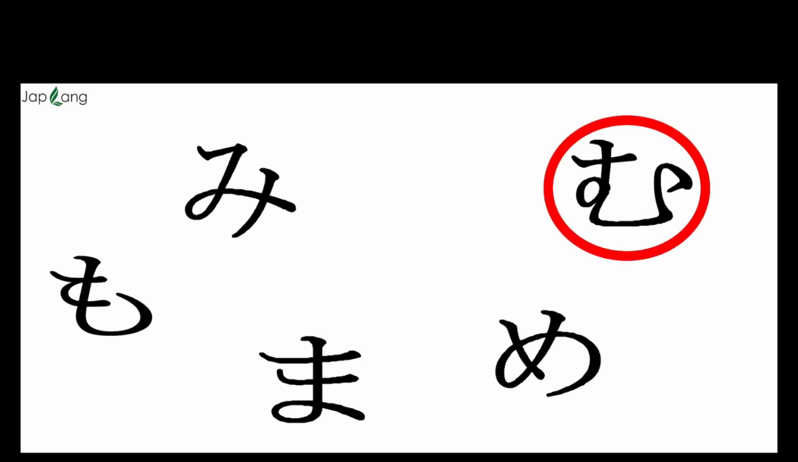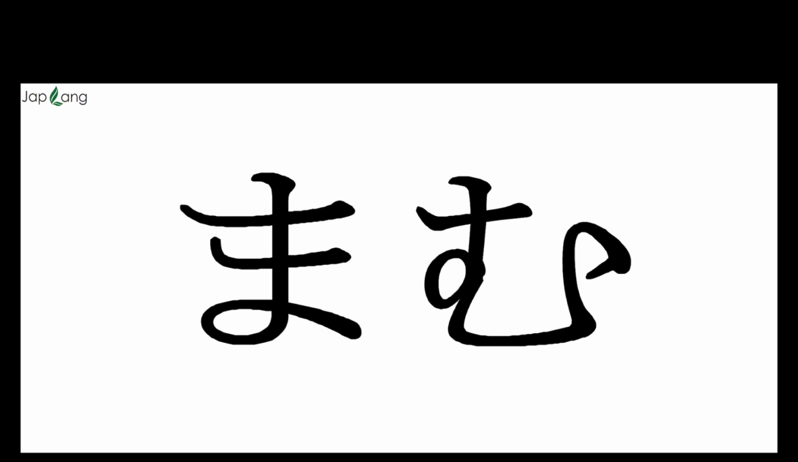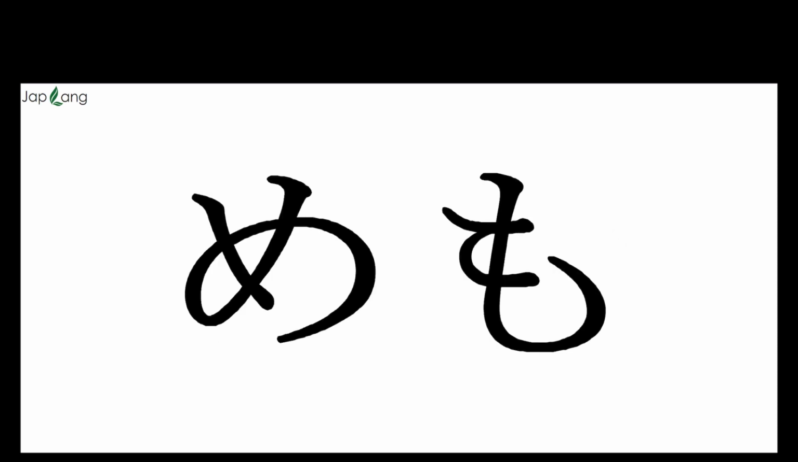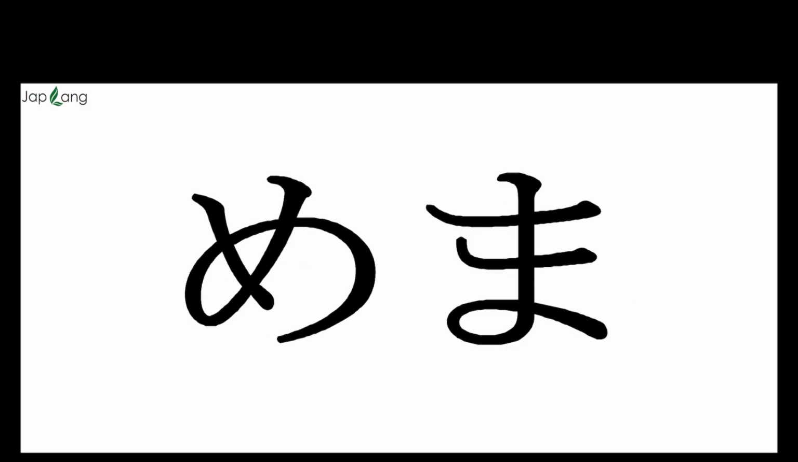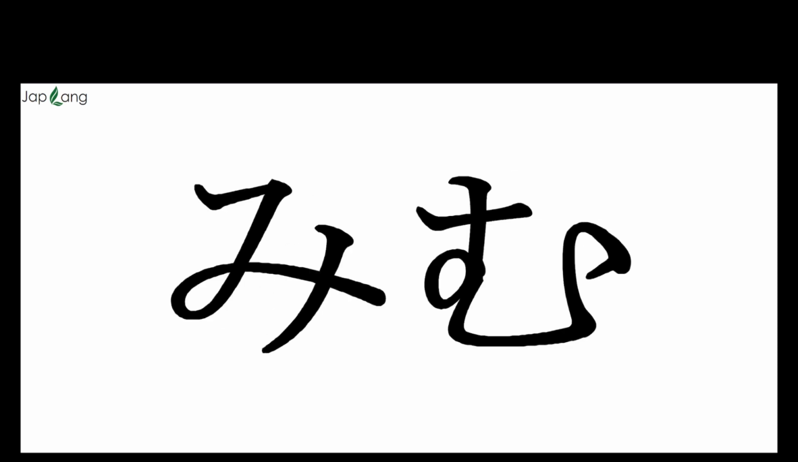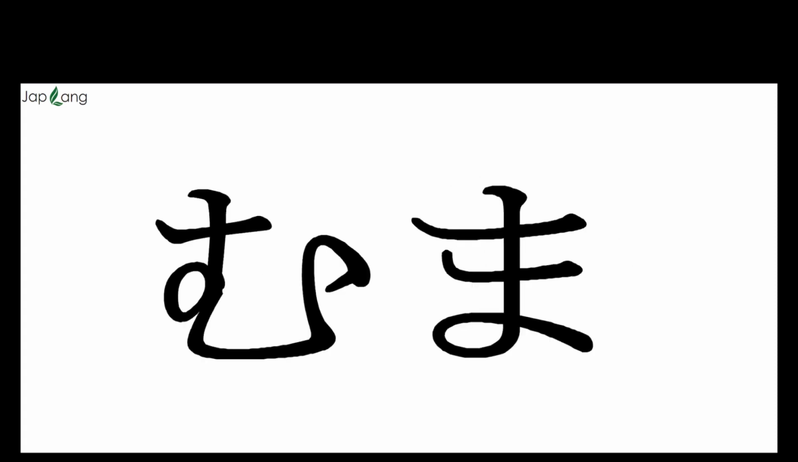This is Mu. Alright. Okay, so we can just pronounce this. What is this? This is Ma, Mu. Alright. This is Me, Mo. Okay. This is Mo, Me. Mi, Ma. Mi, Mu. Mu, Ma.